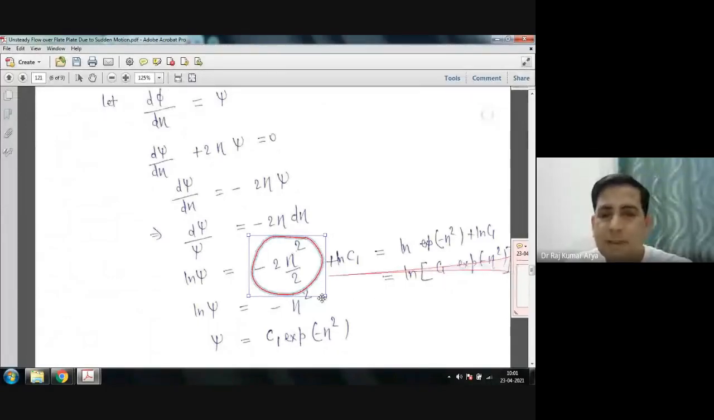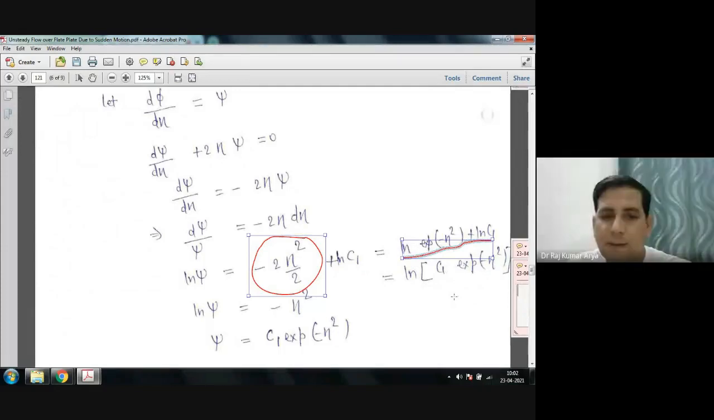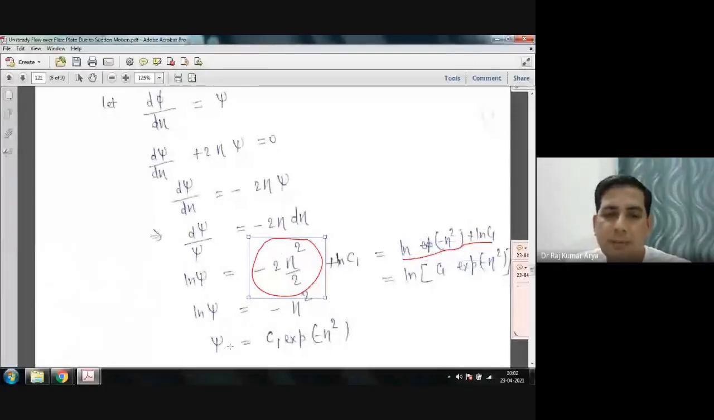So now this is the term you can write in terms of ln again. So you can write ln exponential of minus eta square. Now these two terms can be clubbed into one term here. So ln c1 exponential of minus eta square. Is that fine? Yes, sir. So from here, you will get your expression of psi. The psi would be c1 exponential of minus eta square. Correct?